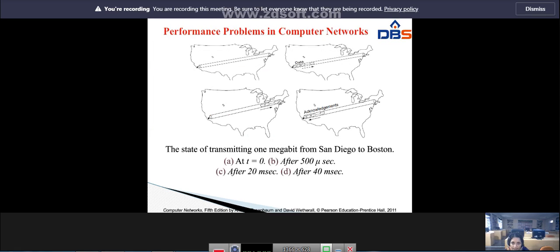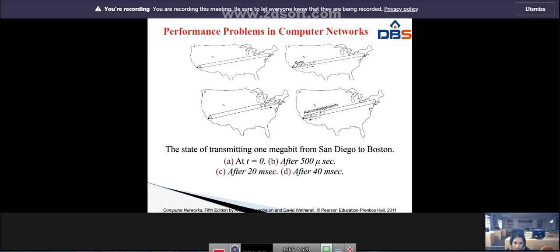Okay, next, coming to performance problems in computer networks. So what are the performance problems in computer networks? This is the diagram which is seen here. In this I am having the performance level. So data I am transmitting from one node to another node. In diagram A, I don't send anything, t is equal to 0. At B, I am sending at 500 microseconds. By maintaining the time, I am sending some data packets from the source to the destination.